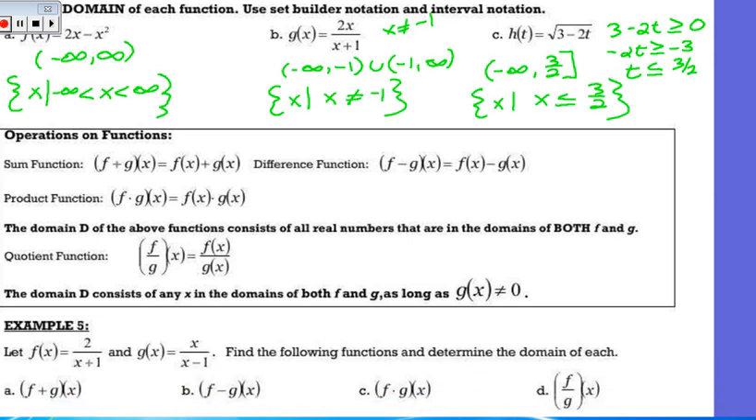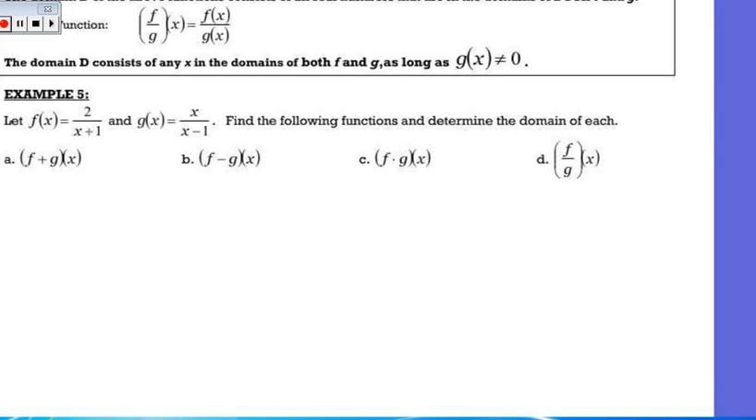The last thing we're going to do is just some operations on these functions. We can add them, we can subtract them, we can multiply them and divide them. Our two functions that were given here are f of x and g of x. Here I'm asked to add the two together. So I have 2 over x plus 1. I'm going to add that to x over x minus 1.